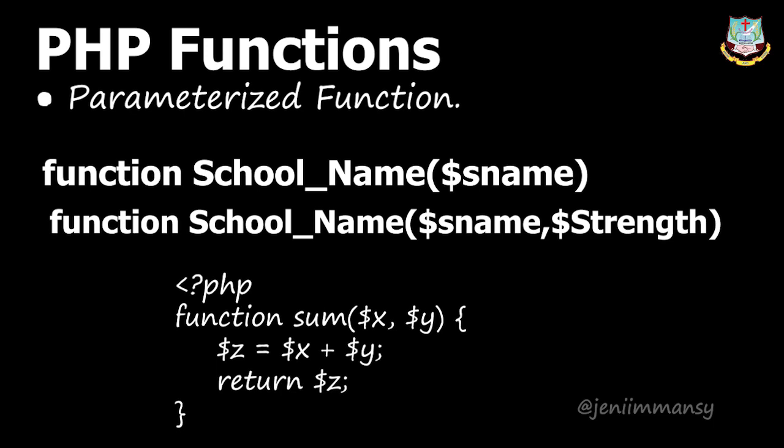See, inside the parentheses they have given a function. The function name is school underscore name. Here they have given only one argument in the first example, which is in your book: $yes name. In that program, they have only one argument. In the next example, they have given $yes name, comma $strength. That means they have included two arguments in a single function. So a parameterized function means we will have one or more than one parameter.